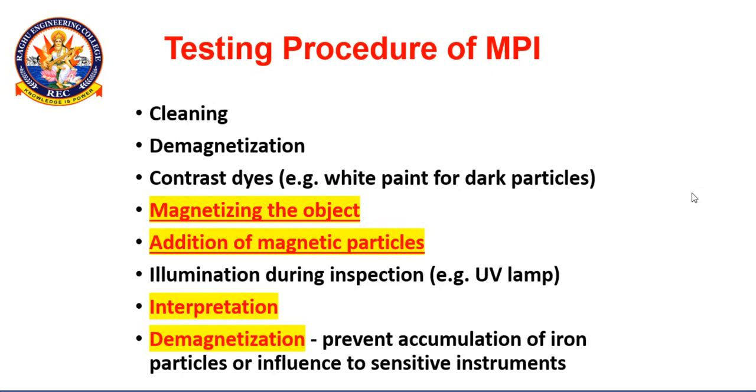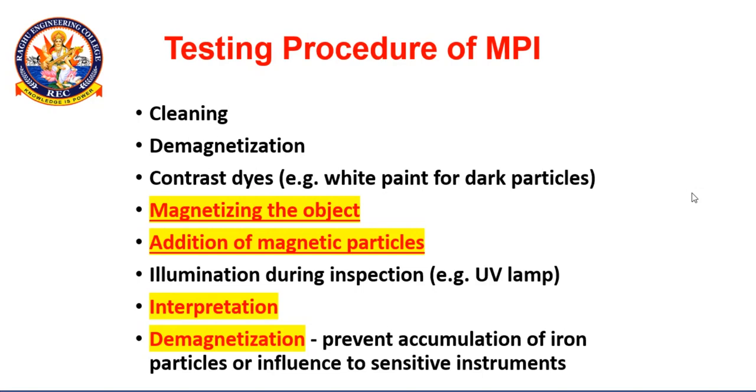Addition of magnetic particles. Here the magnetic particles are nothing but ferrous powders. And illumination during the inspection. Generally fluorescent light is used to find the defect, a UV lamp is used for illumination. And finally, the important one, interpretation. Interpretation is nothing but evaluation. Interpretation means what the depth and length of the crack or flaw is that we are testing through this indication.